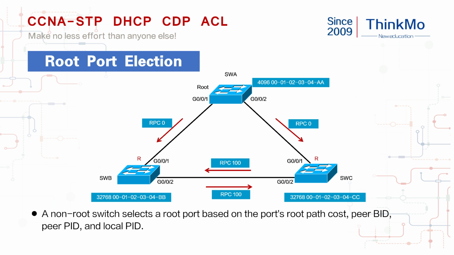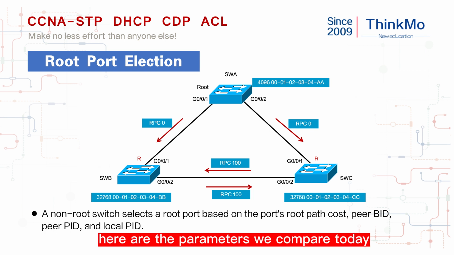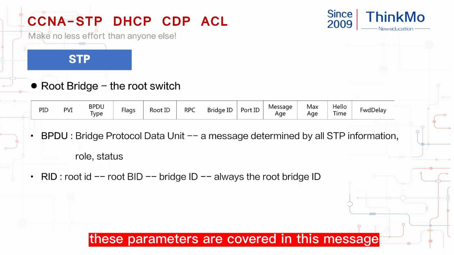In the future, we will conduct role elections. When we are doing role election, it will depend on the path cost, peer BID, peer PID, and local PID. Here are the parameters we compare today. These parameters are covered in this message. So after they send messages to each other, they determine the respective device and port status. That is, devices are updated through BPDU messages. This is part of what we talked about last class.